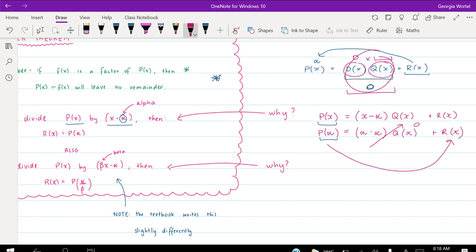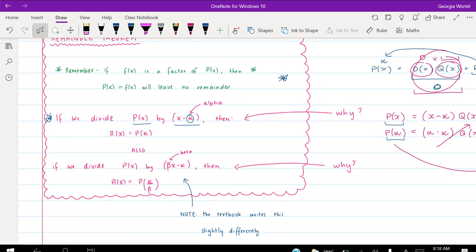So that's a little bit of a weird way of proving this theorem. The theorem's telling us that if we divide p of x by x minus alpha, then our remainder is going to equal what we get if we sub alpha into our polynomial, so putting alpha where the x should go.